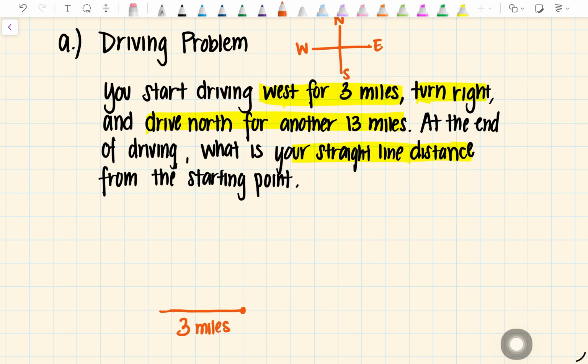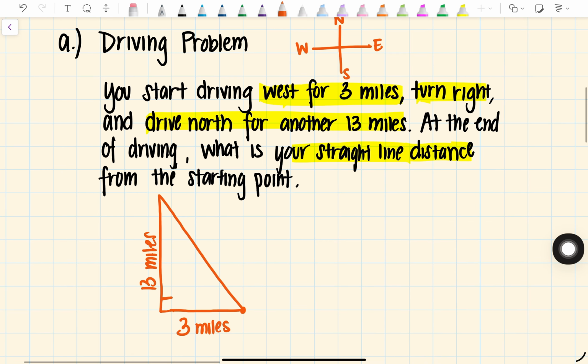Then from there, I turn right. This is me turning right, and I drive north 13 miles. So this is 13 miles. What I want to do is identify the straight line distance, which would be this one here, the diagonal from the starting point to the end. So there's a 90-degree angle, and I'm assuming the side that is missing is going to be c. And I'll make this a and make this one b.